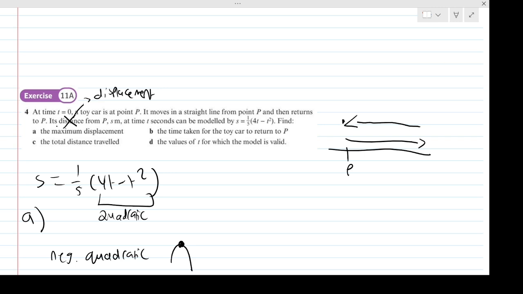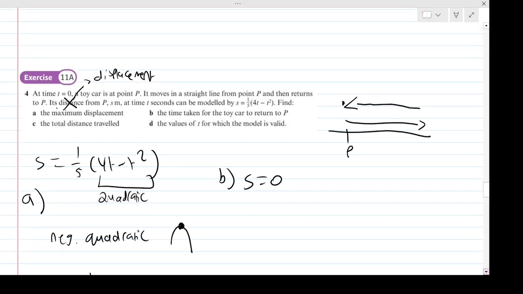Now, as we discussed previously, that means the displacement S has to be equal to 0, okay? Because, again, displacement tells me how far away I am from the starting point. If I'm back at the starting point, I'm nowhere away. So it's 0. And so if I just set S to 0, so 0 is equal to a fifth of 4t minus t squared.